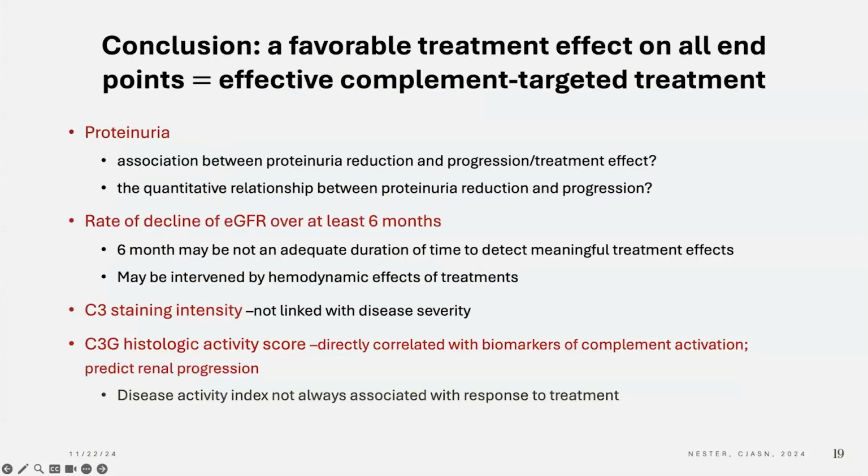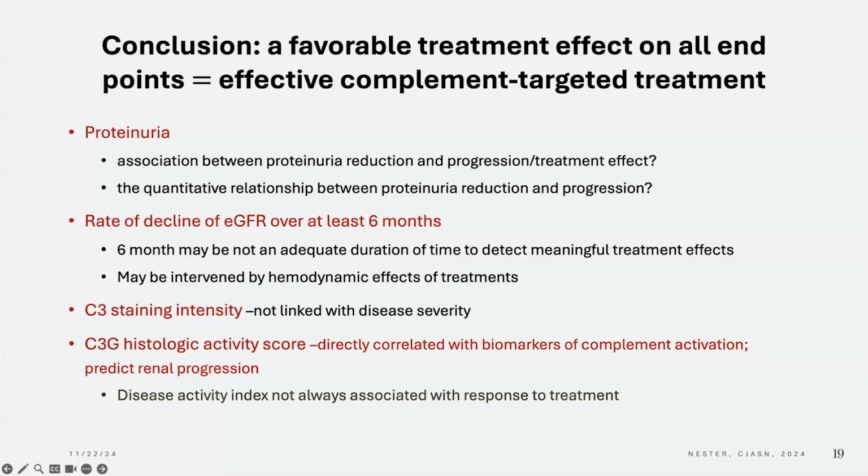This slide looks very boring. I apologize for that, but it's a core slide in my presentation because it's the base when we interpret clinical trials. Based on limited data, we identified 4 efficacy indicators. Their clinically significant improvement may be associated with improving renal survival in C3G. They are proteinuria, rate of decline of eGFR over at least 6 months, C3 staining intensity, and C3G histologic activity score.